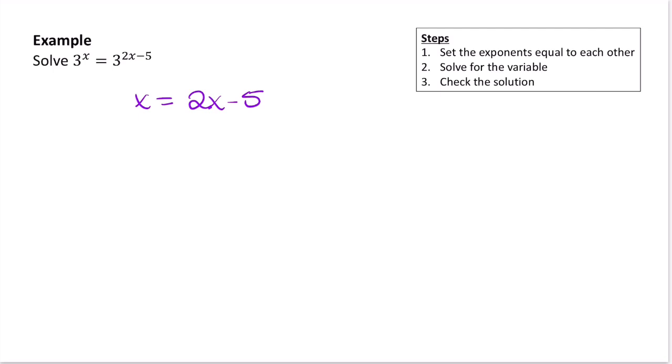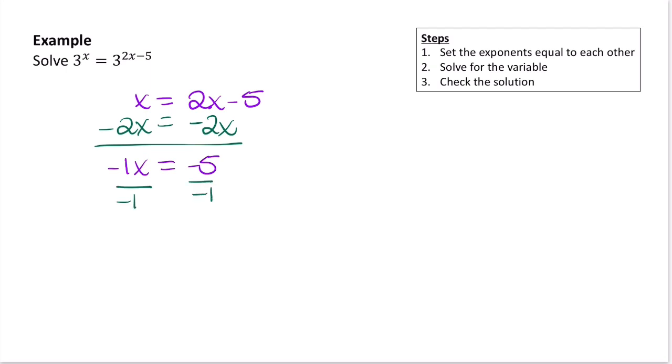I'm going to solve this by moving all my variables to one side. In order to do that, I'm going to subtract 2x from both sides. And when I subtract 2x from both sides, I get negative 1x equals negative 5. Now all I need to do to solve for x is divide both sides by negative 1. When I divide both sides by negative 1, I get x equals 5.